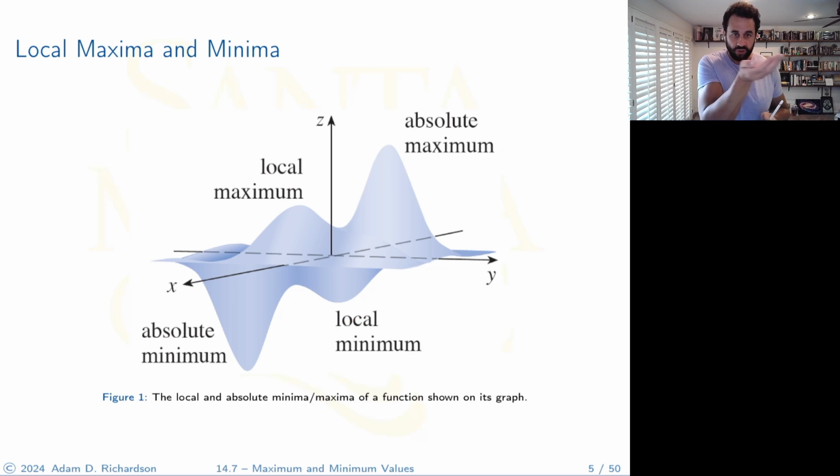And then conversely, this right here is a local minimum. It's basically a little trough, right? It's a low point, but that doesn't mean it's the lowest point. You can have a deep part of the ocean, but that doesn't mean it's the deepest part of the ocean. The deepest part of the entire ocean would be the absolute minimum. So that's the distinction between local and absolute. Sometimes I will use the word global instead of absolute, to mean everywhere instead of locally. So if I say global, I mean absolute.